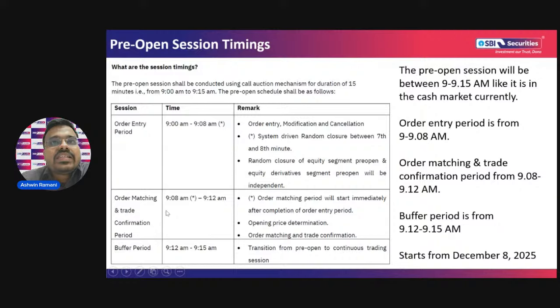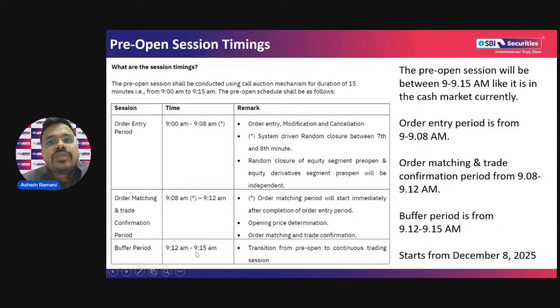Then the next 4 minutes, from 9:08 to 9:12, is when order matching and trade confirmation takes place. If someone has bought, someone has sold, someone placed a sell limit order, someone placed a buy limit order, then the matching of both happens in that 4-minute window. It doesn't happen in the first 7 minutes. The first 7 minutes the system will only collect different types of orders. Then based on buy price and sell price, the orders get matched from 9:08 to 9:12. The order matching period will start immediately after the completion of order entry. Then the opening price is determined, which we will discuss.